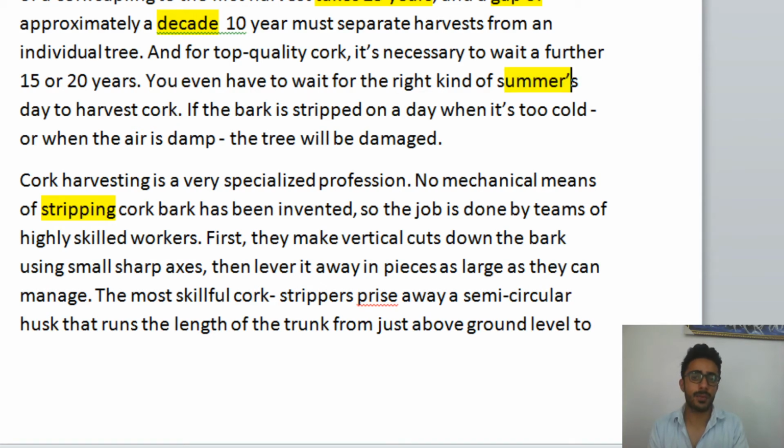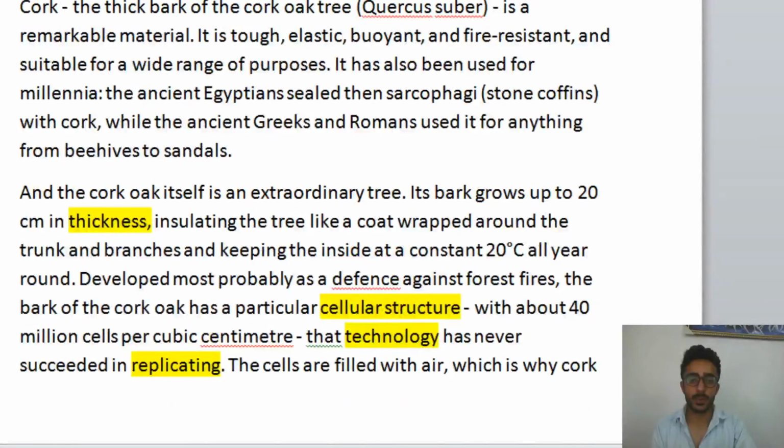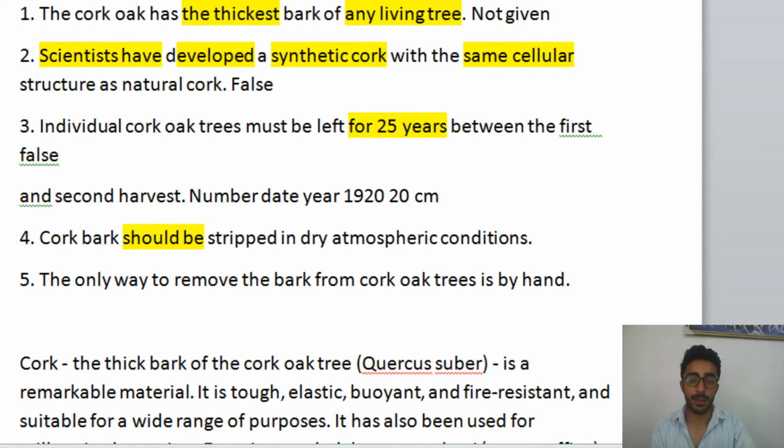So you have to wait for the right kind of summer. They are using summer here to harvest cork. If the bark is stripped in too cold a time or the air is damp, a tree will be damaged. Means if you strip it in the cold, it will be damaged. If the air is damp, still it will be damaged. So you need the right kind of summer situation, and for the summer they have used the word dry.